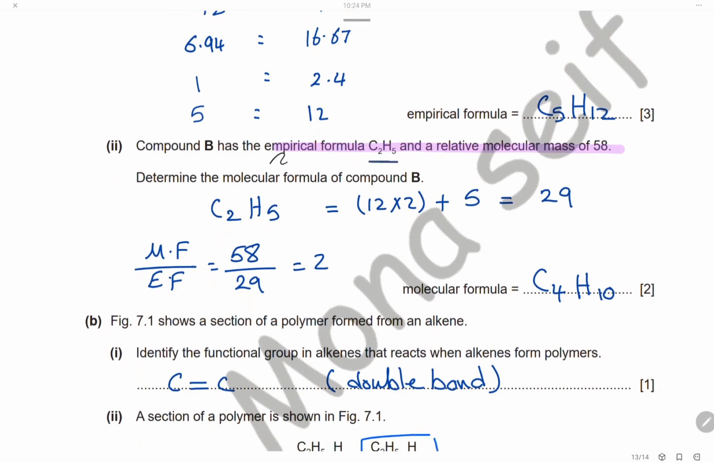Then compound B has an empirical formula C2H5 and a relative molecular mass of 85. Determine the molecular formula of compound B. First, we will calculate the mass of the empirical formula. So C2H5 will be 2 multiplied by 12 for carbon plus 5 for hydrogen, so the mass of the empirical formula will be 29. From the mass of the molecular formula, which is 58, divide by the empirical formula mass and you will get 2. That means the molecular formula is double the empirical formula. So compound B is C4H10.